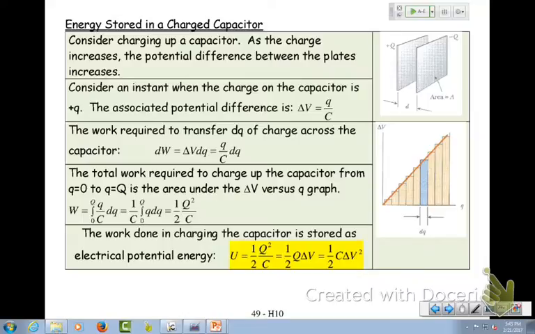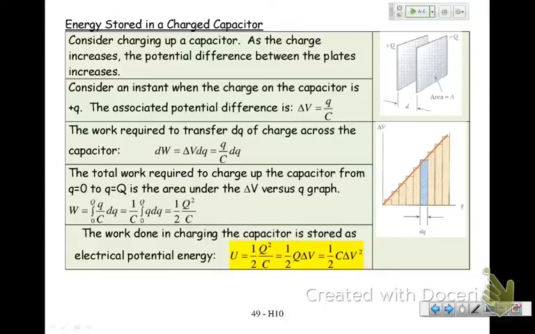So here I'm imagining two parallel plates. I've got a separation D, an area A, minus Q on one plate, plus Q on the other. We say consider charging up a capacitor. As the charge increases, the potential difference between the plates increases.